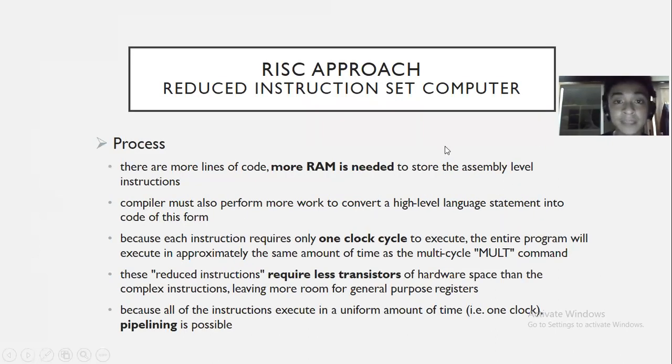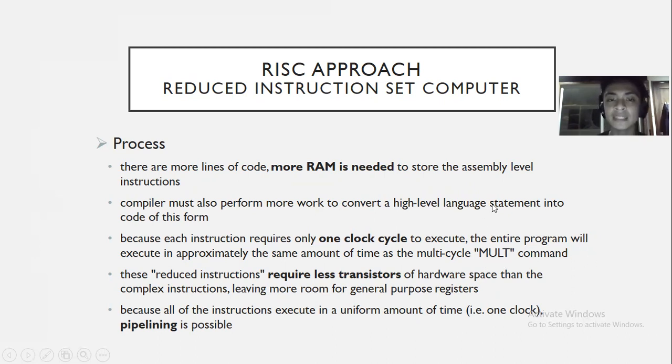So let's continue to expound on the RISC. There are more lines of code in RISC, which means more RAM is needed to store the assembly level of language. The compiler must also perform more work to convert a higher level language statement into code of this form. So it's going to be more hectic for both the RAM and the compiler. However, because each instruction requires only one clock cycle to execute, the entire program will execute in approximately the same amount of time as the multi-cycle mult command.